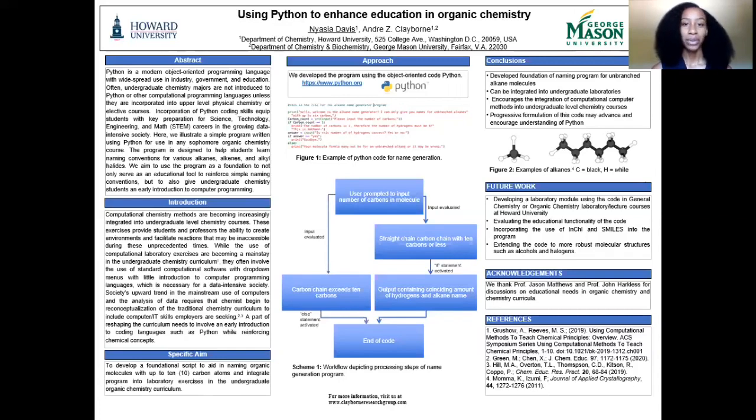Using a bottom-up approach, our script evaluates input data using defined variables in order to determine whether an if or an else statement should be activated. An if statement will print an output with the corresponding alkane name, while an else statement will print an output notifying the user that their input data is outside of the program's parameters. Scheme 1 gives an accurate visual of these processes.